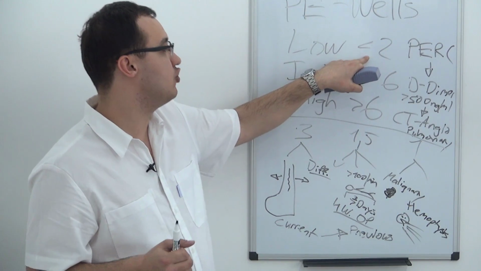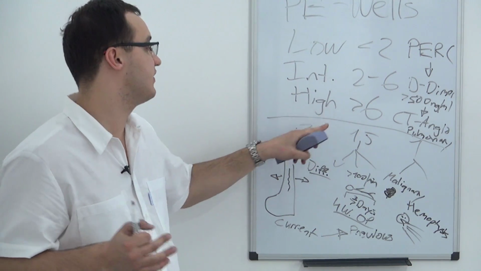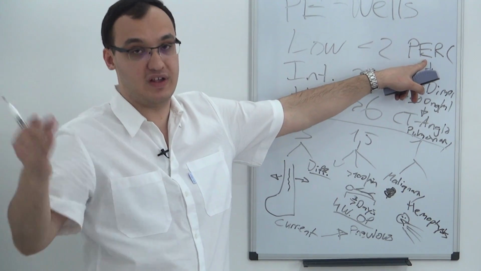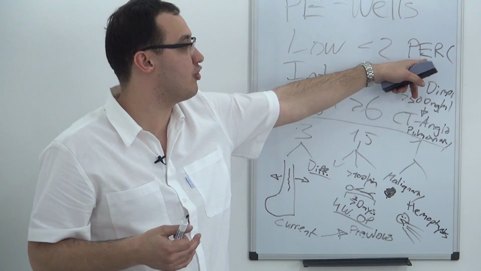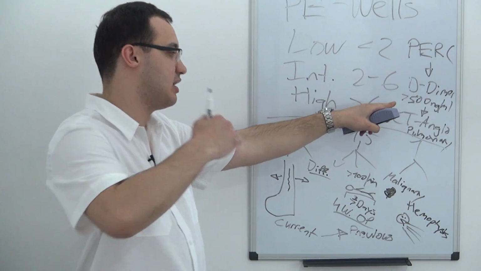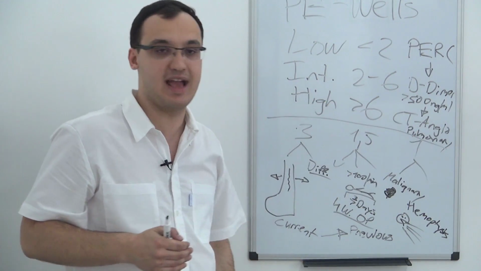Remember that low, you go on with the least expensive. High, you go on with the most expensive. High, you go on with CT angio. Low, you go on with another criteria that I will mention in another video, PERC. Then if it's intermediate, then you go on with the lab value. It's a little bit more specific. If it's more than 500, then you go on to the CT angio and so on.